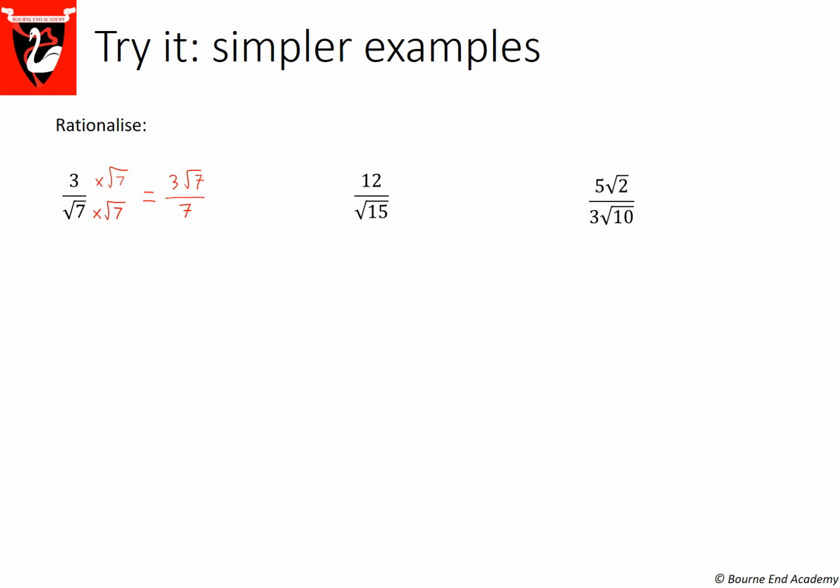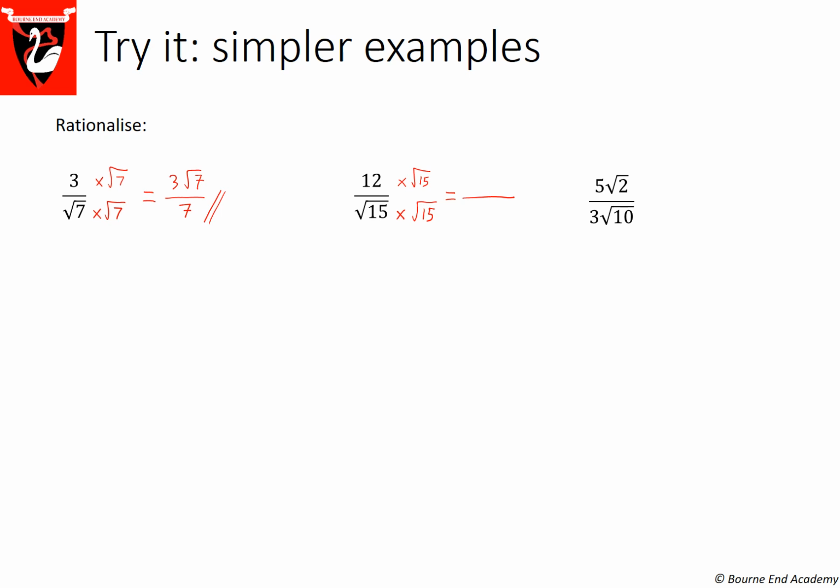Can I simplify anything here? Well, the number parts, the integer part, I've got 3 at the numerator, 7 at the denominator, so no, I can't. This is my final answer. Second example. Again, I have a denominator of root 15. So I'm going to need to multiply the denominator by root 15. Therefore, I need to multiply the numerator by root 15 as well.